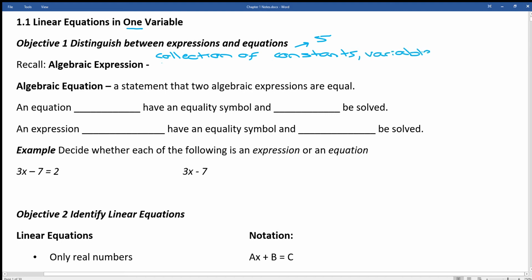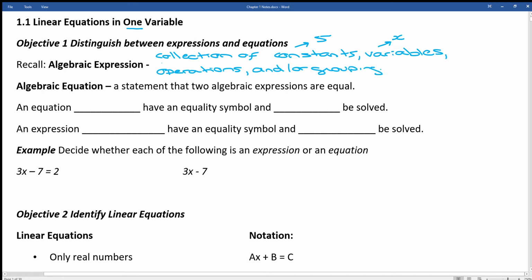Variables. Variables are things that can change. So these are things like the letter x. X is a variable because you can put different things in for x depending upon the situation. It can also include operations. So it could have multiplication, it could have division, subtraction, and or grouping.